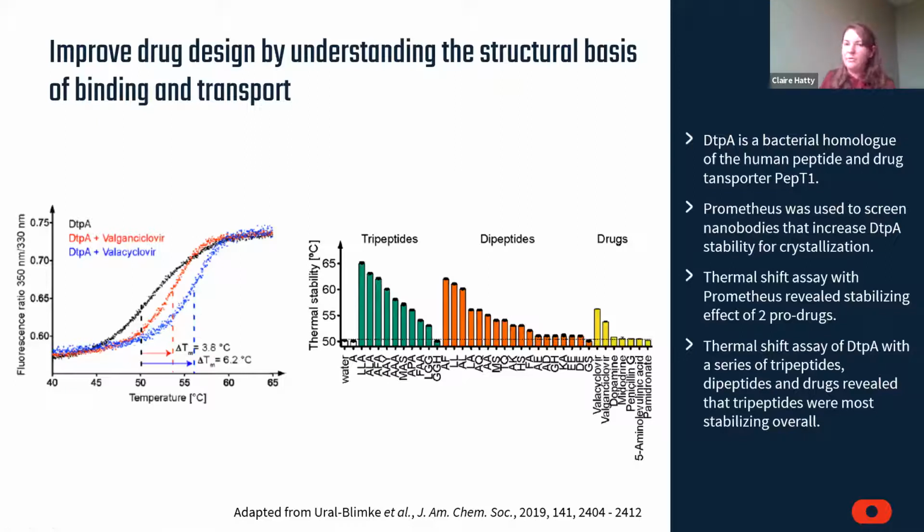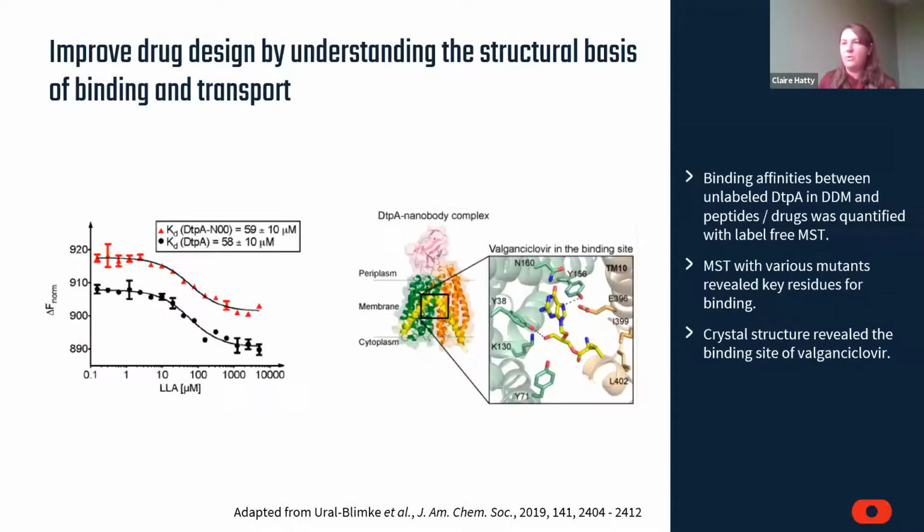So they've increased the melting temperature of the protein. And the inference here is that something that increases the melting temperature of a protein, or stabilizes it, is doing so by binding with the protein. They then went on to quantify this binding with MST. In this case it was label-free MST, used to quantify a variety of those different peptides and drugs binding to DtpA, and also to try and find out which residues were involved in the binding.